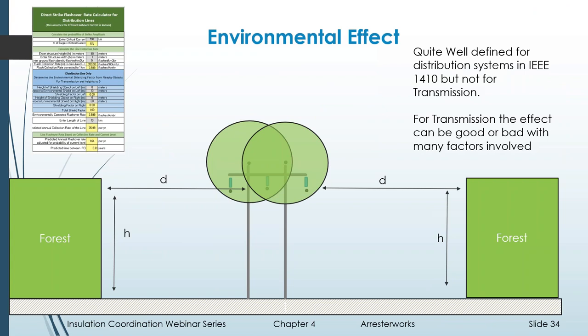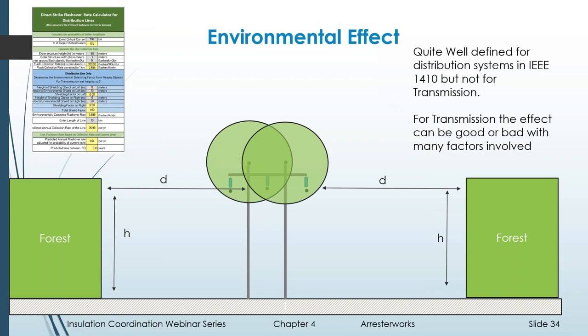the need for checking the effect of the environment on the system. So if, and this is pretty common. So if you have, again, I'm showing a transmission system here, but the environmental effect is really only a factor for maybe 69 kV, maybe 115 kV. So if you have a right of way in a forest, runs through the trees, where the towers are around the same height as the trees, then we have this distance d and the height h, and you can calculate the effect of the environment on the forest, or on the strike, on the collection rate.